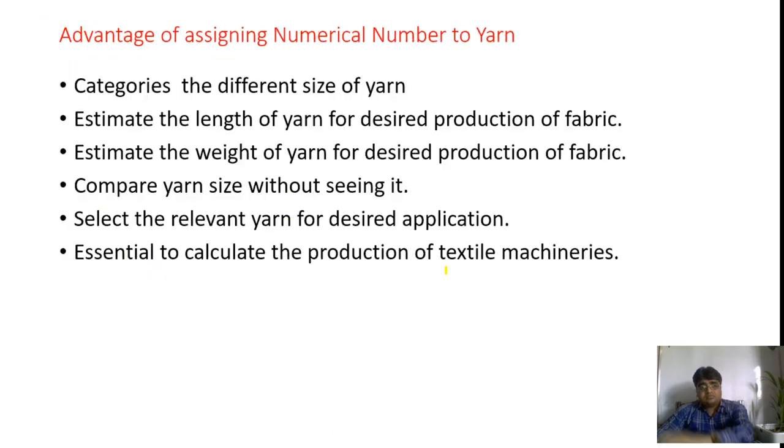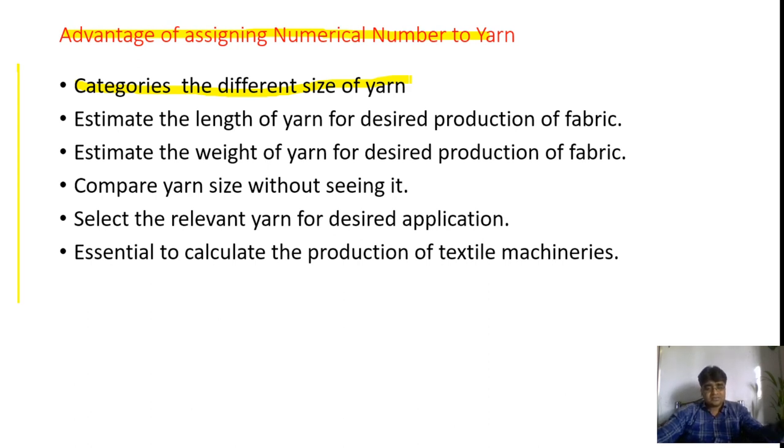Now, what are the advantages of assigning numerical numbers to the yarn? You may ask, sir, we are assigning some numerical numbers to the yarn, so what may be the advantages? These are some advantages. Advantage number one: you can categorize different sizes of yarn easily. Right now you are not in a position to do so. Suppose I give you so many pieces of yarn and ask you to categorize all the yarns as per their sizes.